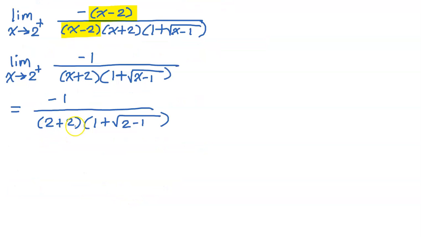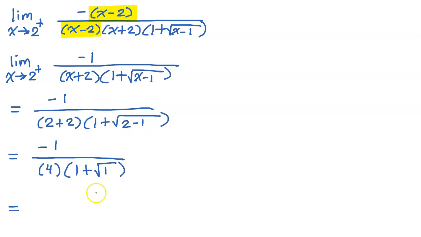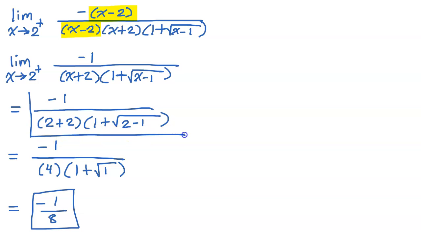Then 2 plus 2 is 4, and 2 minus 1 is 1. The square root of 1 is just 1. So this is 1 plus 1, which is 2. 2 times 4 is 8. So the final answer is negative 1 over 8. And that's the limit. We could have left our answer like this if we wanted to. But what if there is a multiple choice question? So make sure you do have the ability to simplify if you need to.